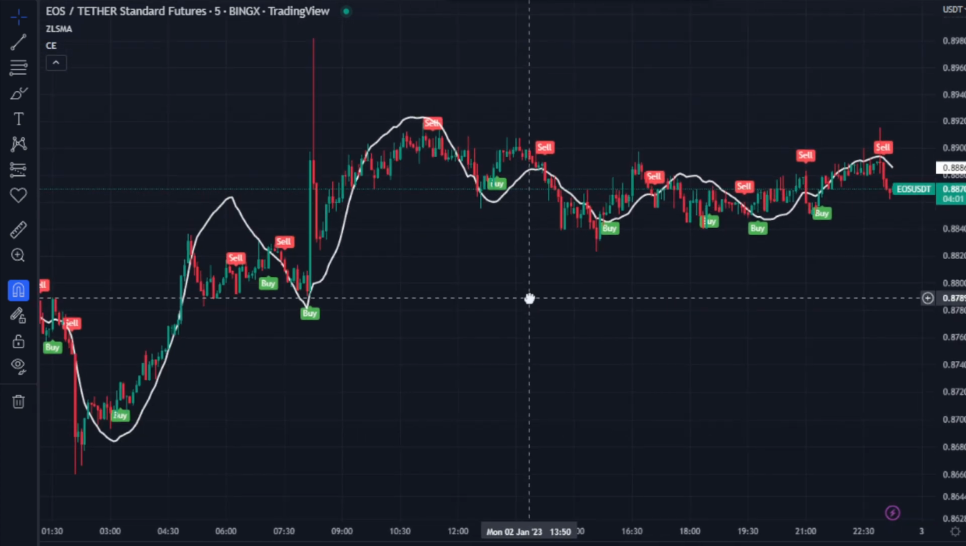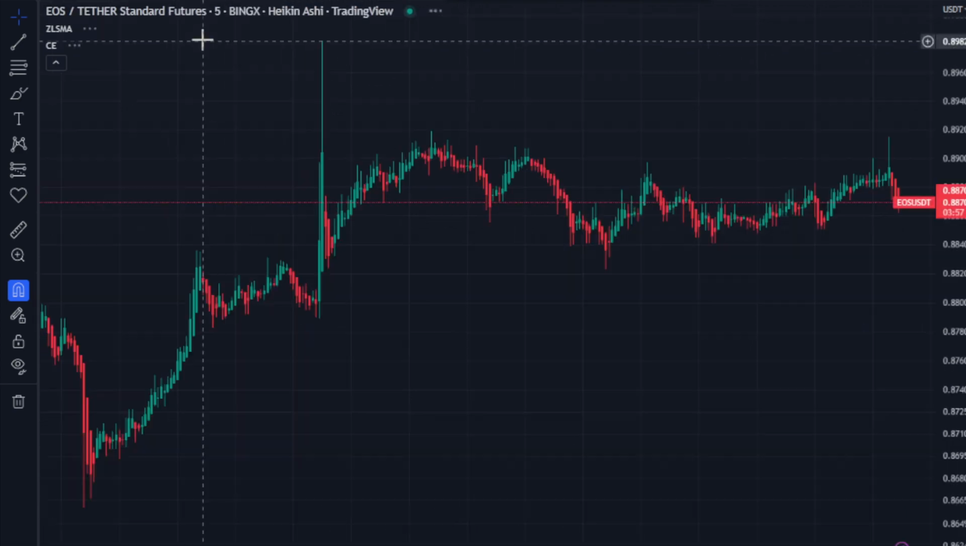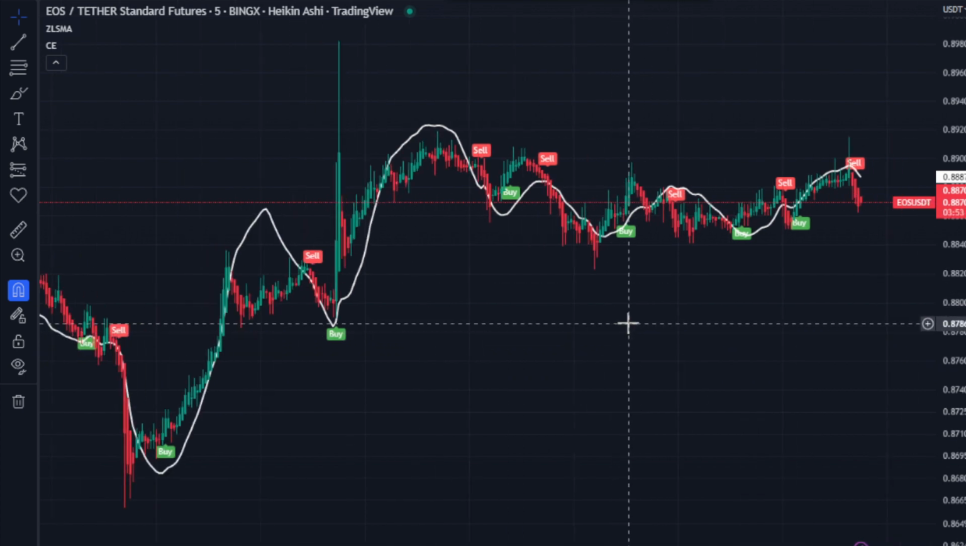And finally we are going to change the type of chart. We change from Japanese candlesticks to Heikin Ashi candlesticks. Okay, now you can apply this strategy in your trading.